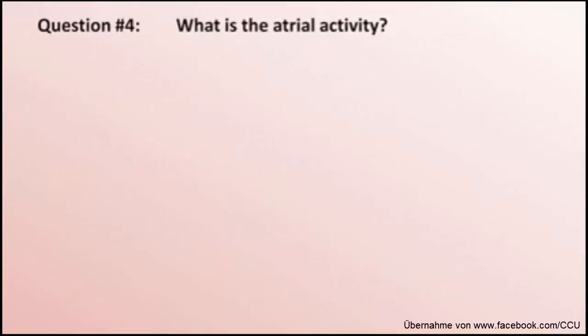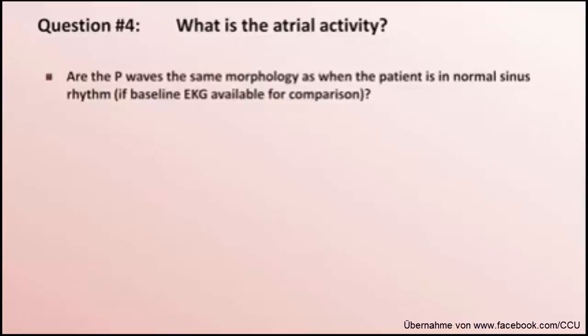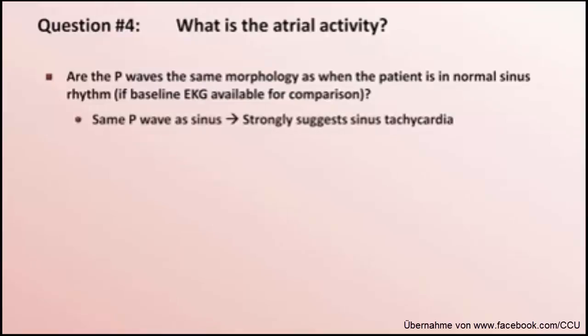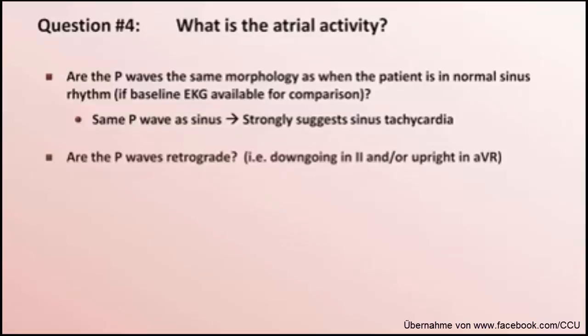Question 4. What is the atrial activity? There are a number of different parts to this question. First, are there P waves at all? And if so, are they the same morphology as when the patient is in normal sinus rhythm, assuming a baseline EKG is available? If the P waves look the same, it is highly likely, though not definitive, that the patient has sinus tachycardia. If the P waves are retrograde in morphology, meaning they are downgoing in lead 2 and/or upright in lead AVR, it strongly suggests an SVT.